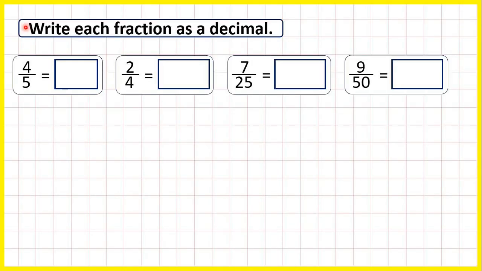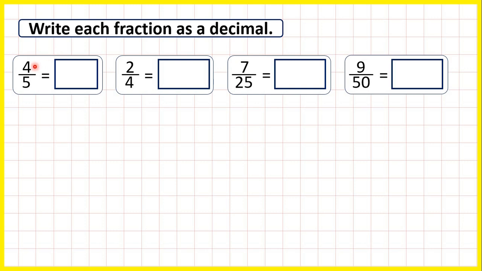We need to write each fraction as a decimal. So the way to do this is to remember that some fractions have decimal place values, and we can find equivalent fractions to those fractions. So remember, after the decimal point, we have tenths and then hundredths.